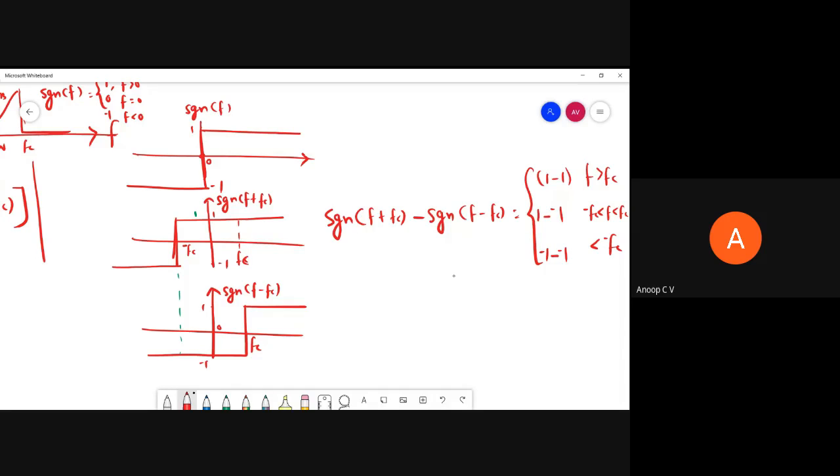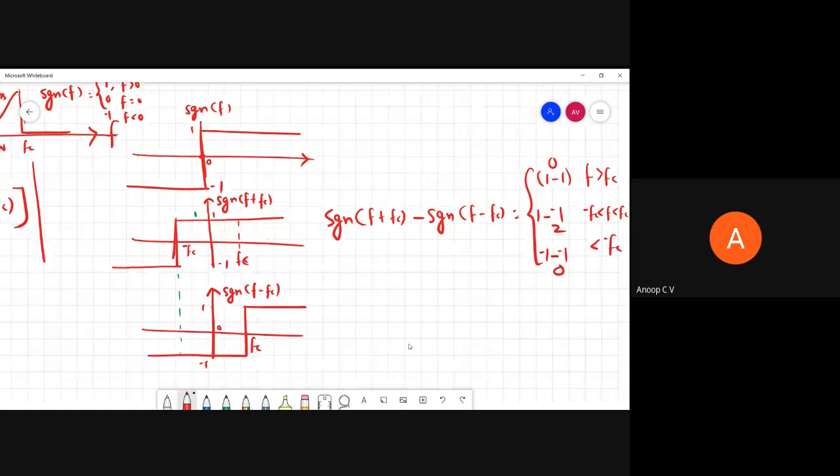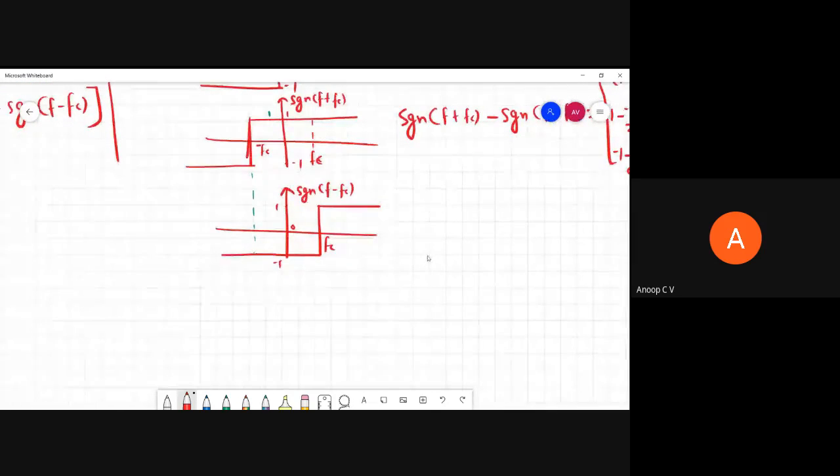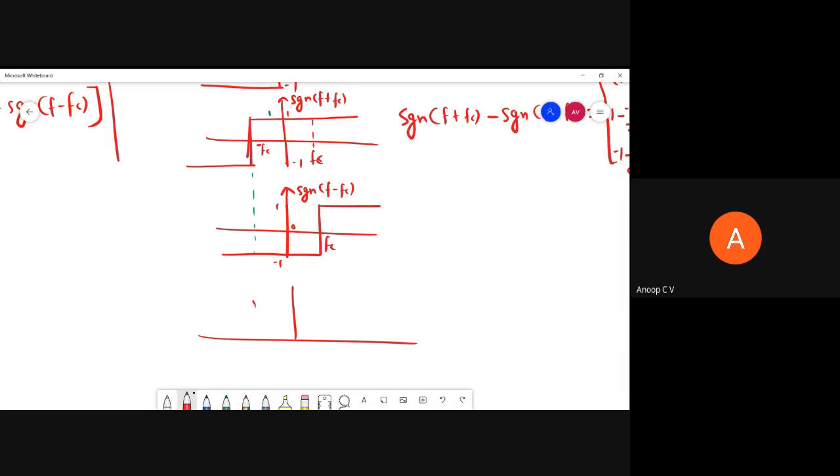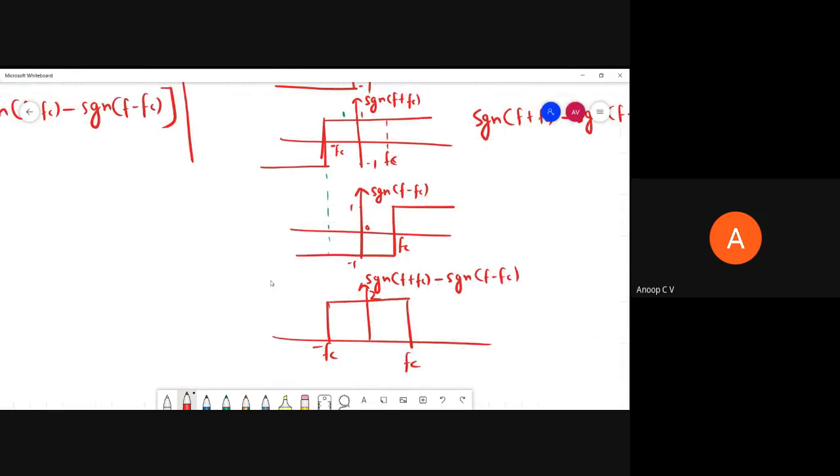Which means this is 0 and this is also 0, and this is equal to 2, right? Are you getting this? It's straightforward subtraction of two signals. So if I draw it here, the resultant should be equal to 2 from minus FC to FC and 0 elsewhere. This is nothing but signum of F plus FC minus signum of F minus FC. This is how the resultant will look.